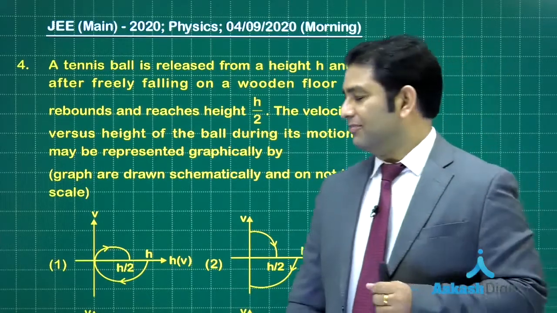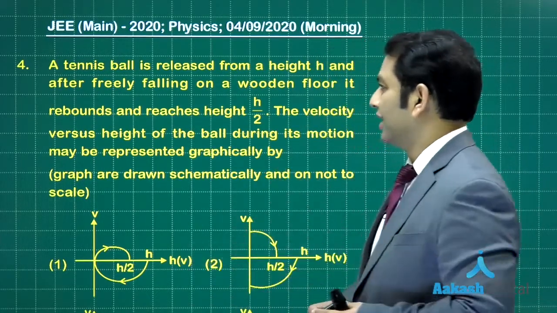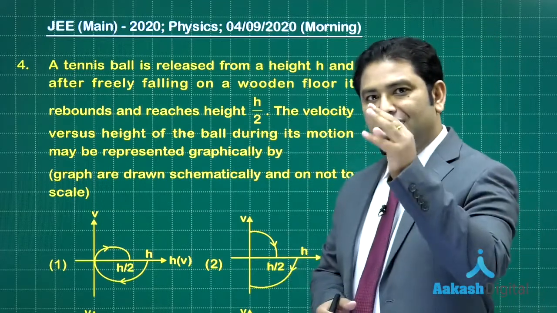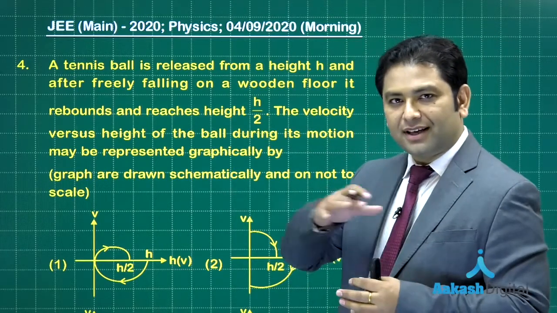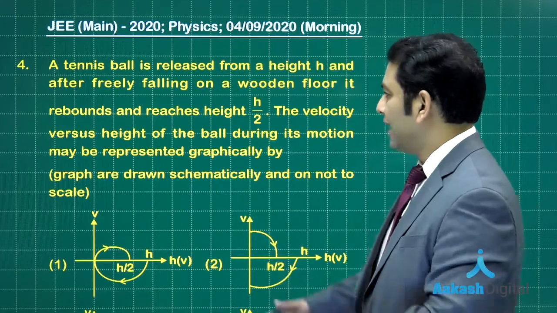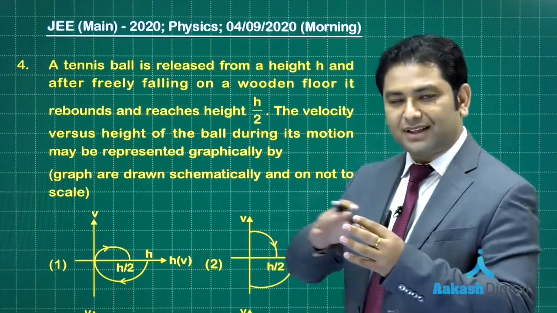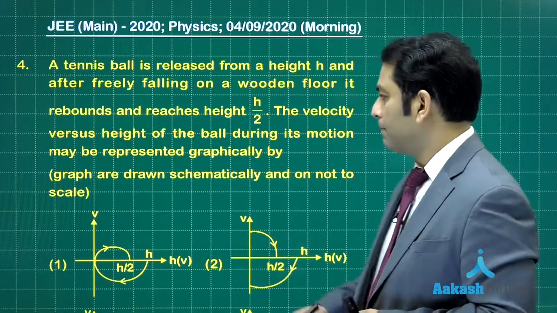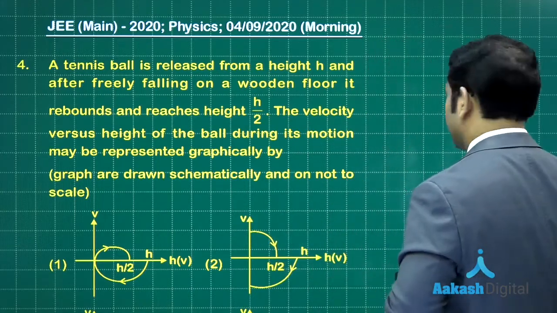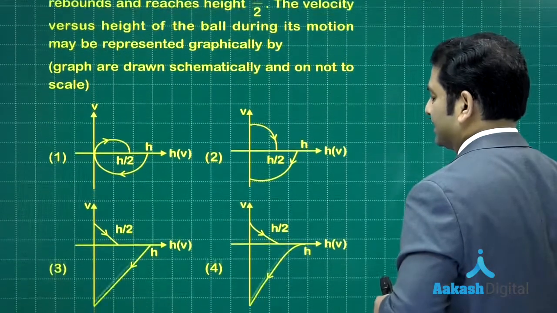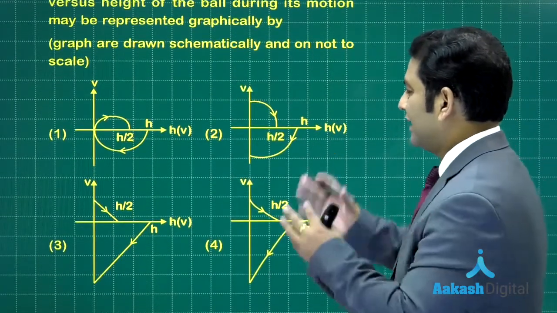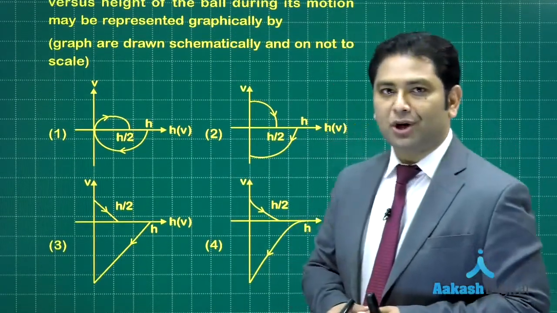The fourth question. Now look at this story. There's a ball which is released from a height h, hits the ground and rebounds up to a height of h by 2. So that means the collision is not elastic, and we need to see the plot of velocity versus h. So let's see how we can pick among these four options.